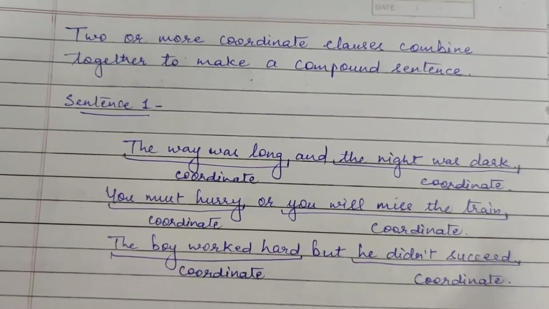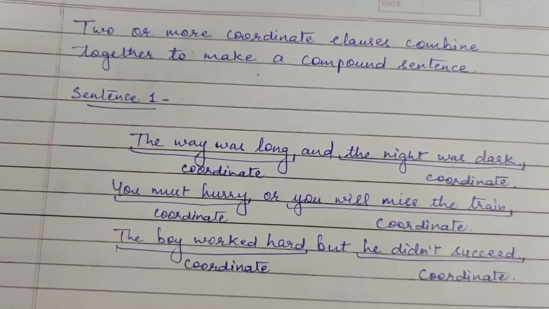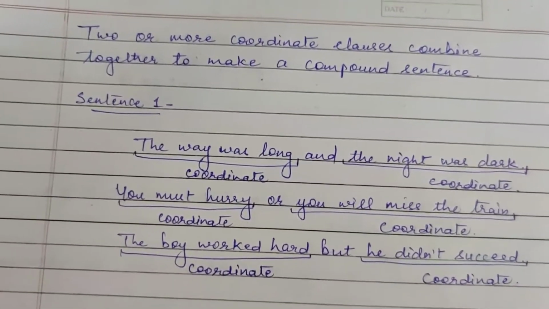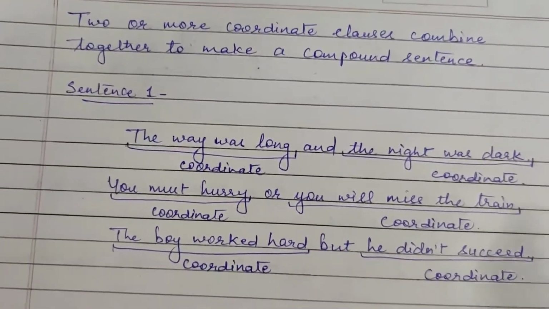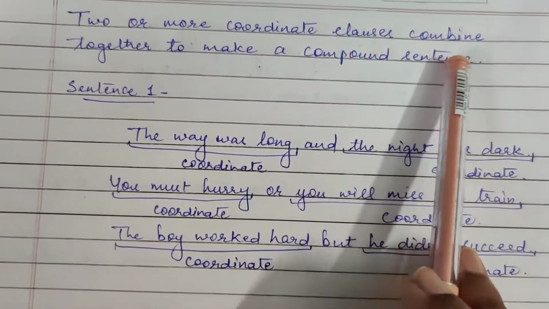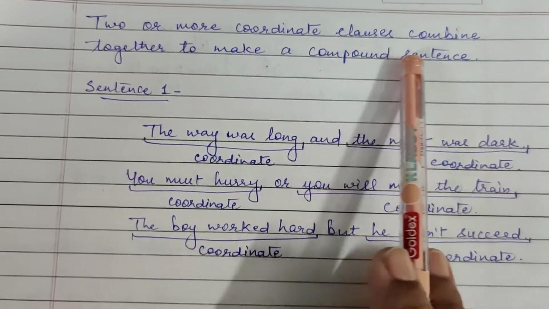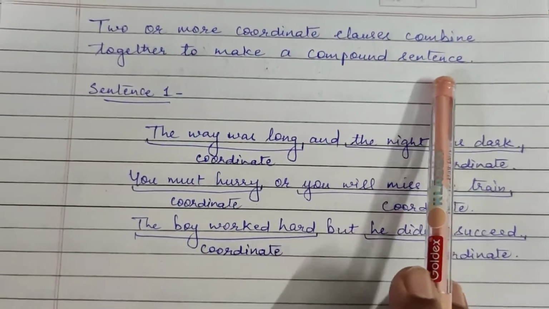Now we read that there are three types of clauses. One was subordinate, one was principal, which we studied. Okay, now we will study coordinate clauses. So two or more coordinate clauses combine together to make a compound sentence.